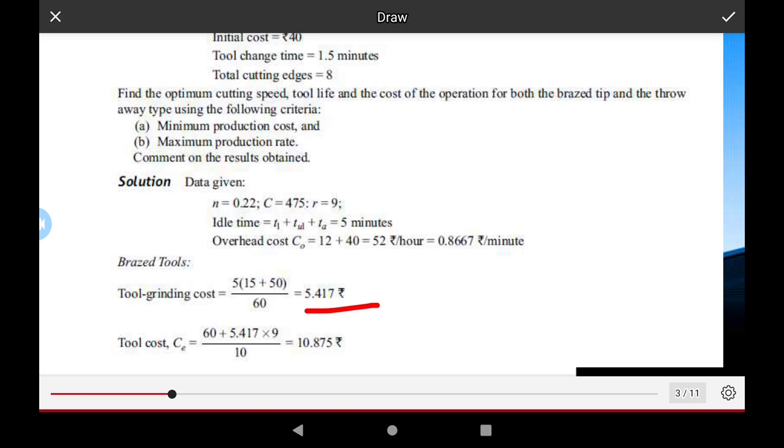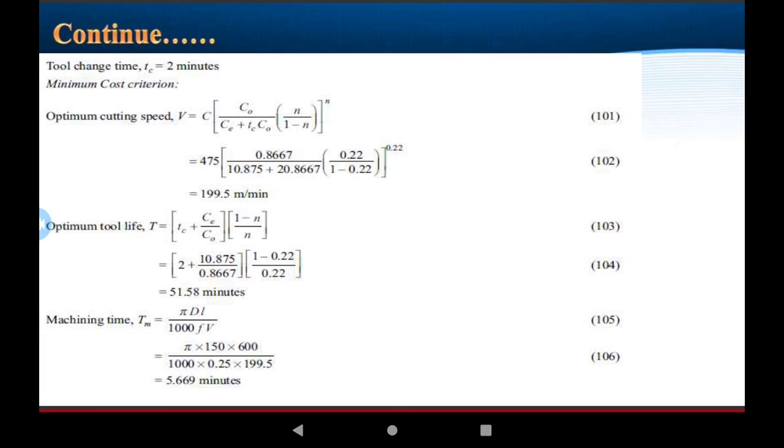The tool cost formula is 60 plus the grinding cost 5.417 into N, the number of grinds, upon 10. Then the tool cost is 10.875 rupees. For the other parameter, the tool change time is TC equal to 2 minutes, as given in this problem.